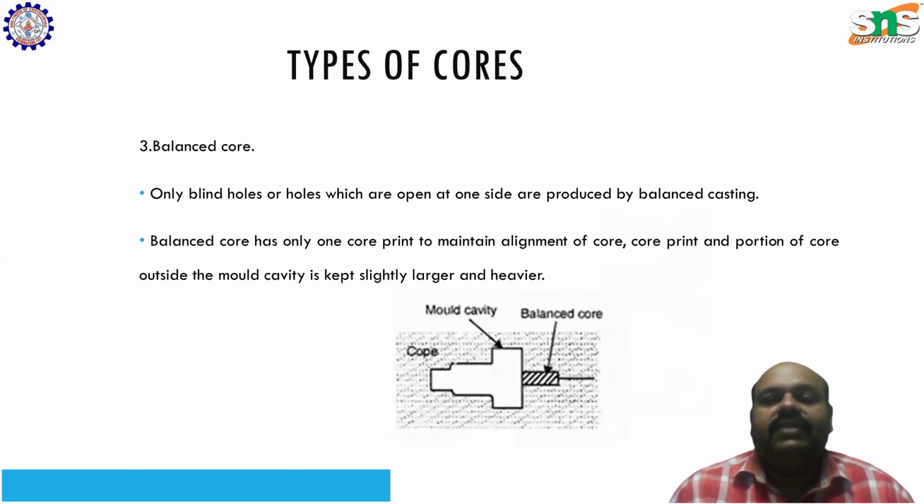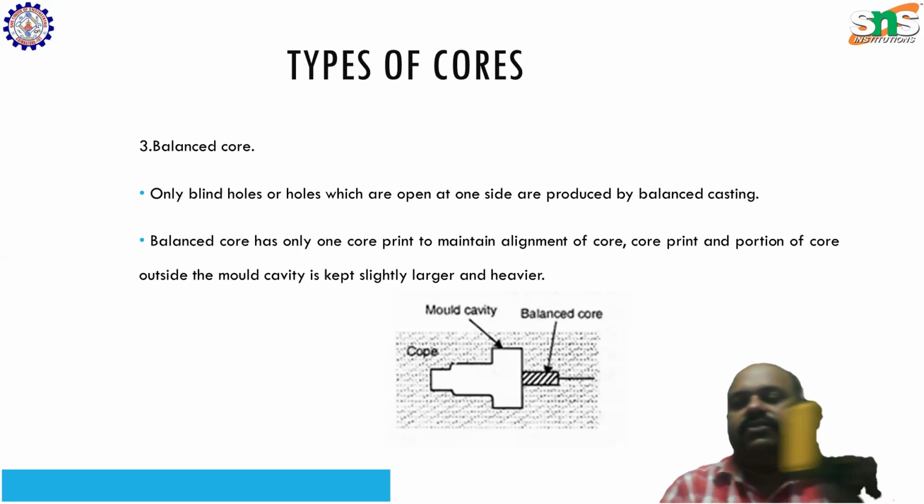So third one is balanced core. Only blind holes or holes which are open at one side are produced by balanced core. For example, let me tell you one example. We are going to make a screw or fastener. Whenever there is a surface to be assembled at a point, the surface should have a strong attachment. For example, we can take this part.